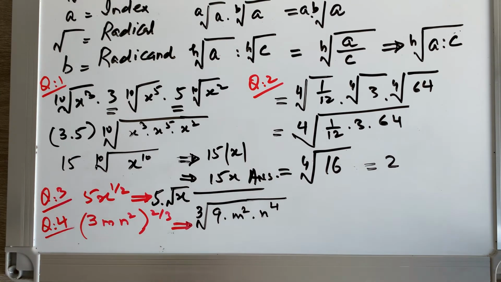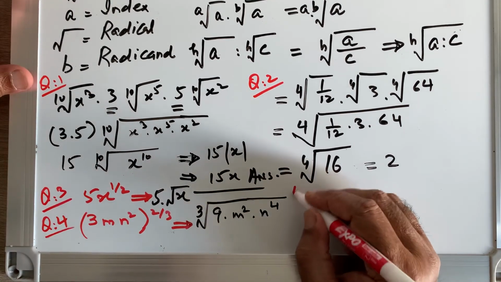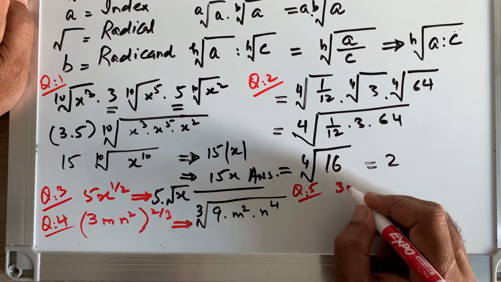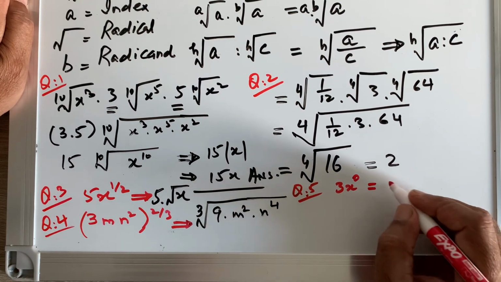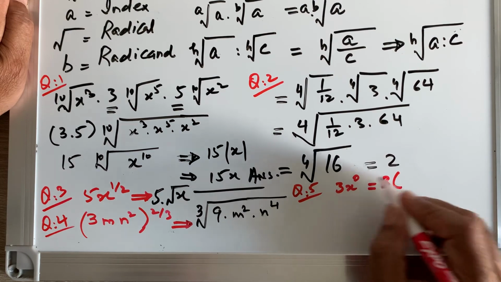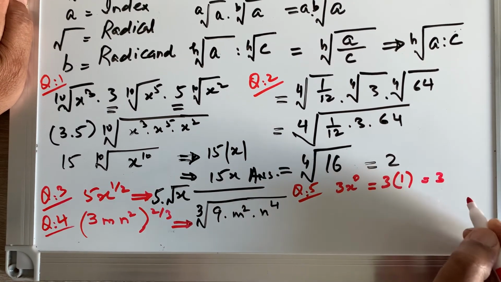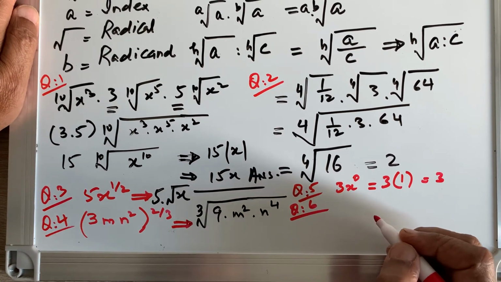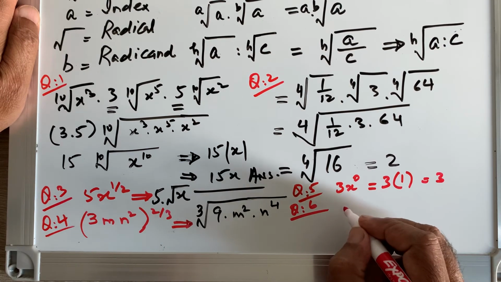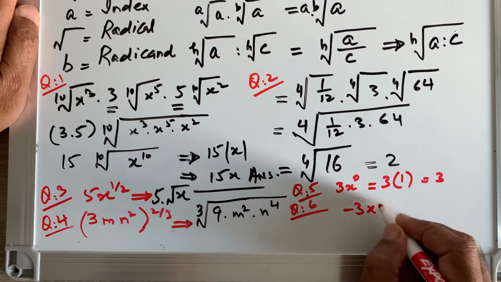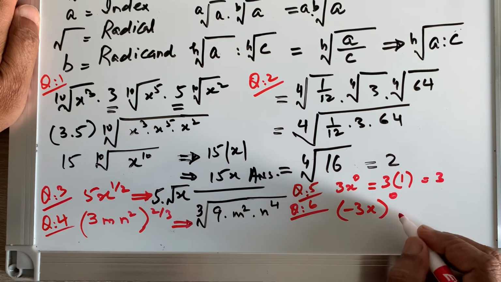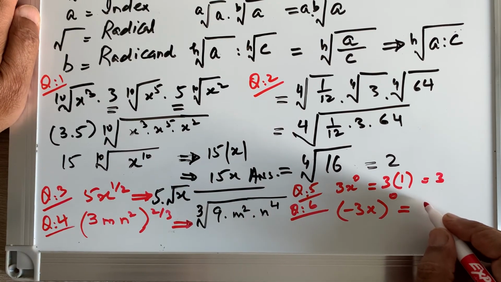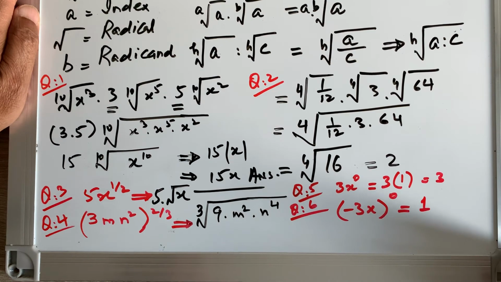We can write maybe 2 more examples. So we have question 5. Maybe we can write something like 3x to the power 0. This we know already, because from the exponent rule, anything raised to the power 0 is 1. So my answer is 1. These are really simple. And for your general knowledge, if this power is 0, anything raised to the power 0, even in the bracket minus 3x, is 1. So my answer is 1 here.